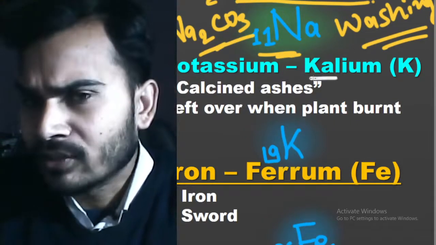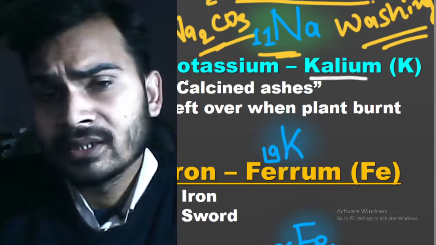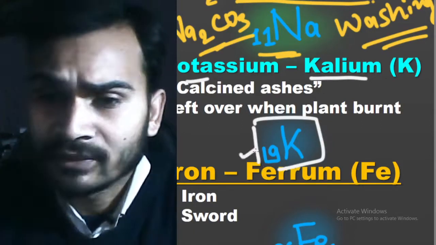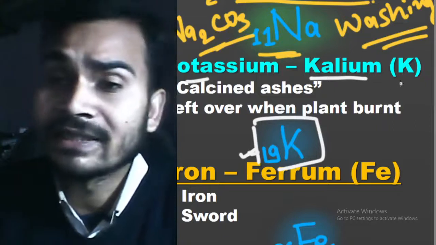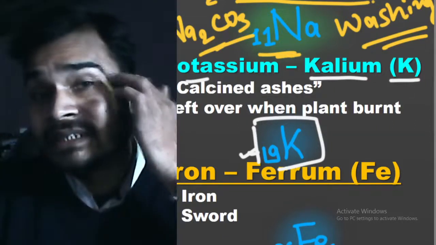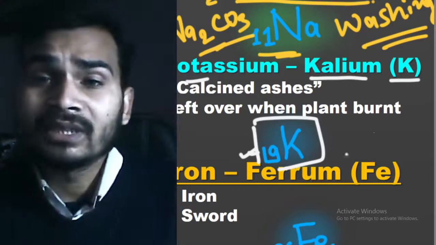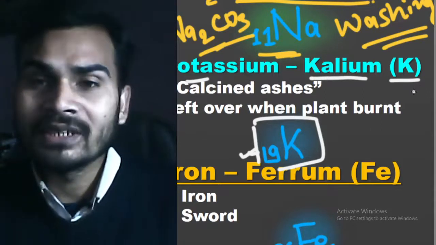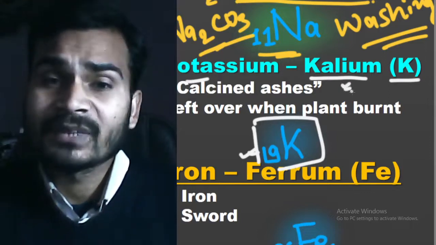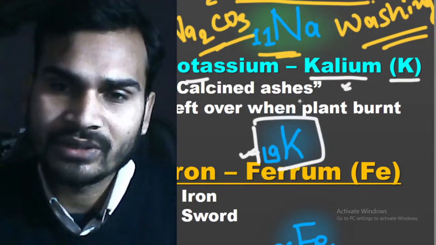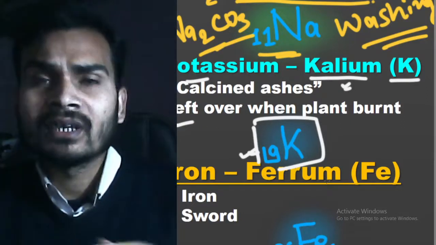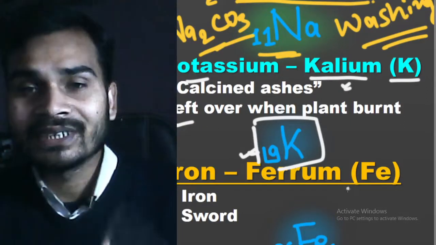Potassium. If I ask you its atomic number, it is 19 and its symbol is capital K. Look, the word starts with P but its symbol is K. Why is it so different? Because it is taken from the word kalium. Kalium means calcined ashes. What does it mean? Calcined ashes means the ashes when trees and plants are burnt. The word ashes in Hindi is rakh.